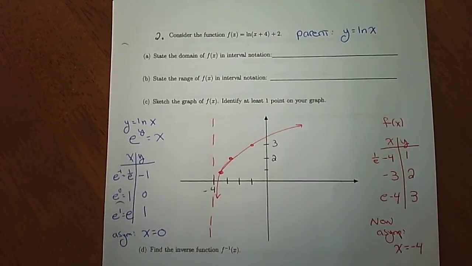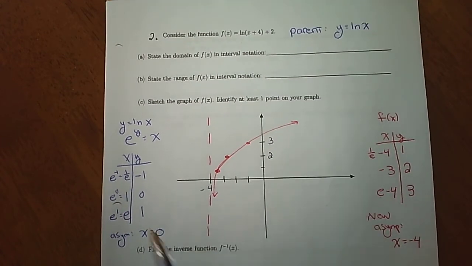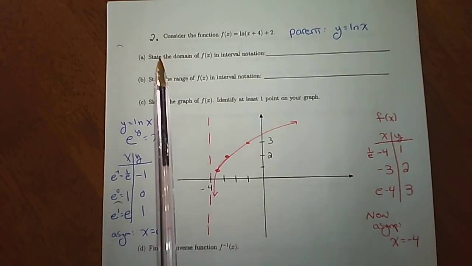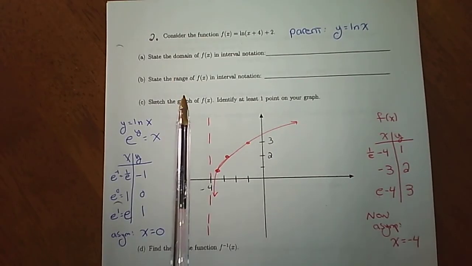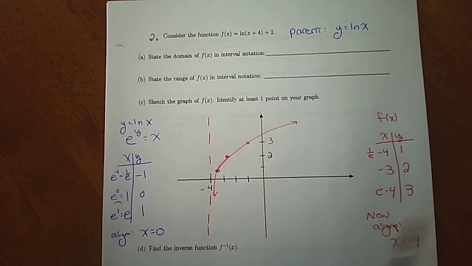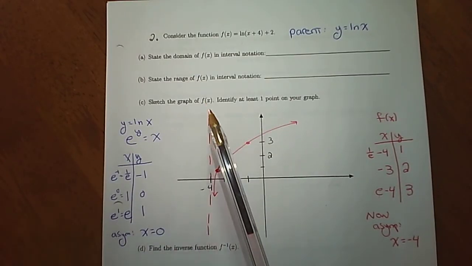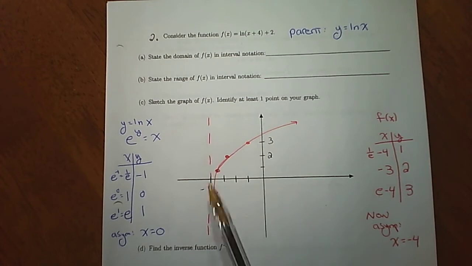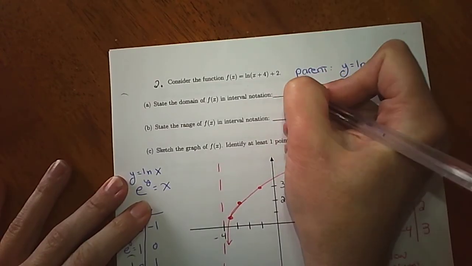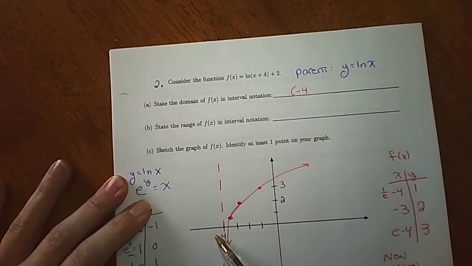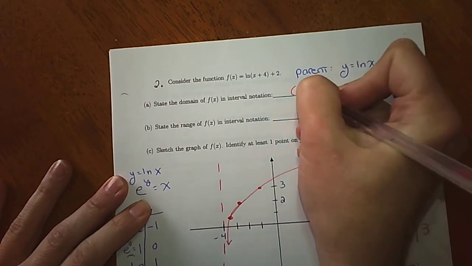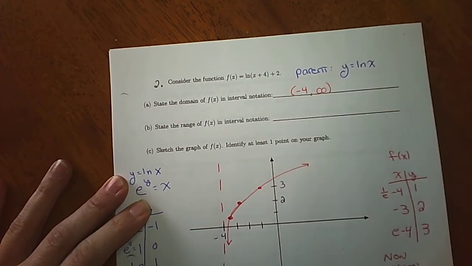All right, now let's talk about domain and range. So I personally think it's easier to graph it first. Then you can easily tell what the domain and range is. The domain are the x's. Look at your x's. How far over to the left do we go? Notice it's a vertical asymptote, right? So that means it's going to be soft bracket negative 4. And how far to the right are we going? Notice the arrow. We're going forever.